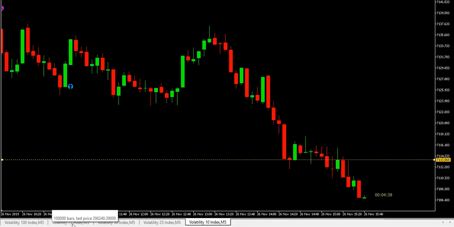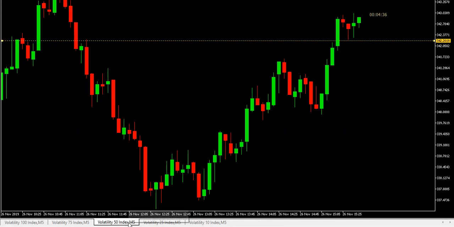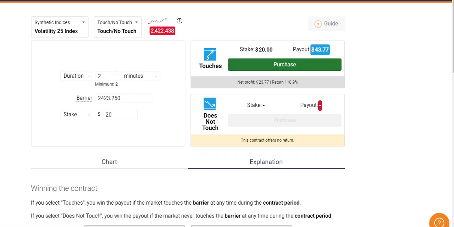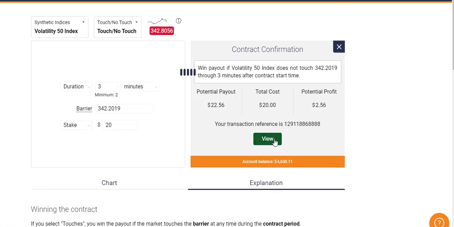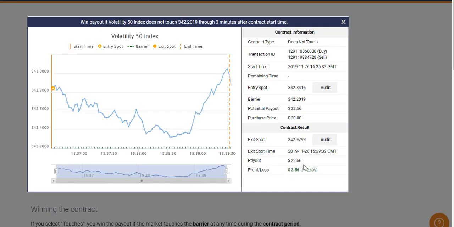Alright? So again, our 50 is doing well. Actually, our 50 should have won by now. Volatility 50. Look at what happened. We again made $2 here, $2.50. Okay, we won that trade.